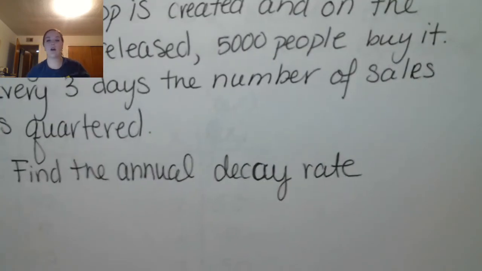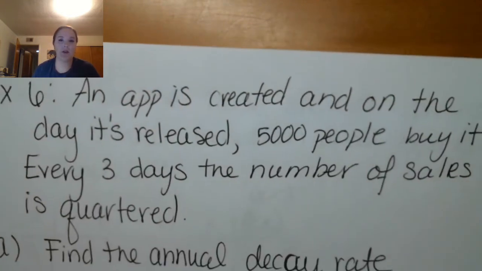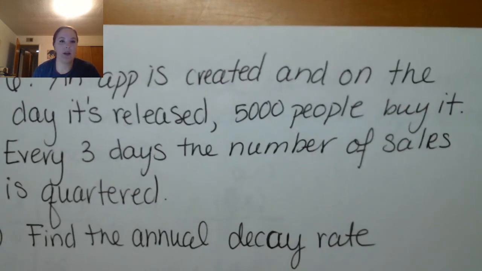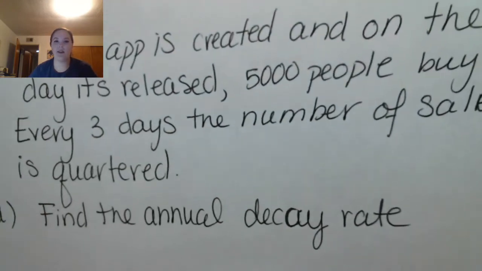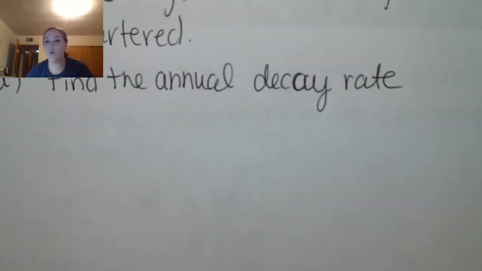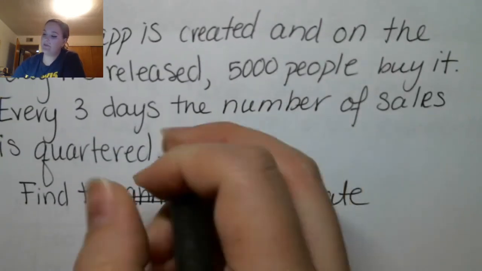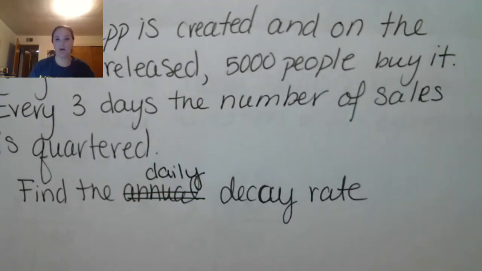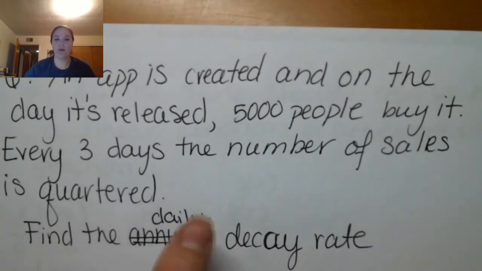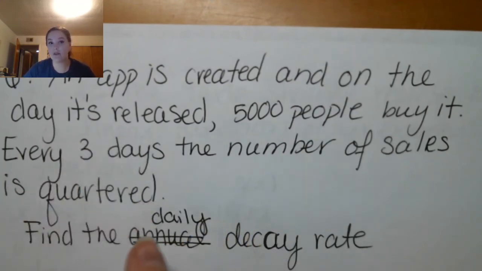Okay, let's look at our last example of exponential decay. An app is created on the day it's released and 5,000 people buy it. Every 3 days, the number of sales is quartered. Okay, so find the daily decay rate. Now, it's not 1/4, okay? It shouldn't say annual, it should say daily. Sorry. It isn't 1/4 because that would say every day the number of sales is quartered. Every 3 days means that we're going to have to do some more work.